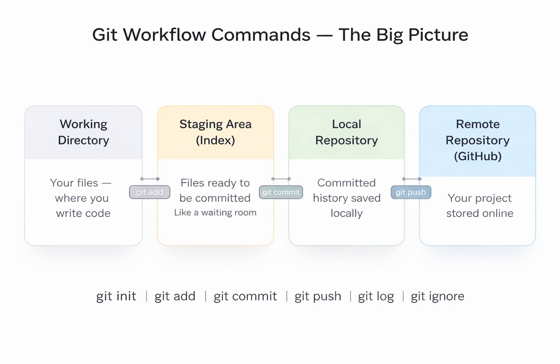You have 4 stages. First, your working directory. This is where you write your code. Second, the staging area, also called the index. This is like a waiting room where you place files that are ready to be committed. Third, your local repository. Once you commit, the snapshot is saved in your local Git history. And fourth, the remote repository on GitHub, where you push your work so it's stored online. The commands that move things between these stages are git add, git commit, and git push. The instructor has covered git init, git add, and git commit so far, and next up is git ignore.